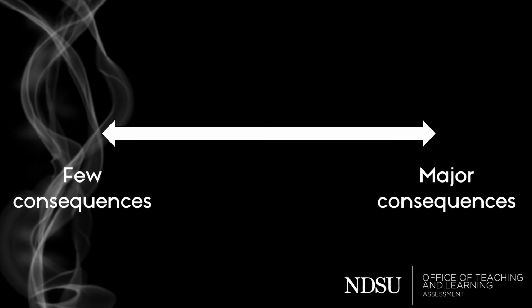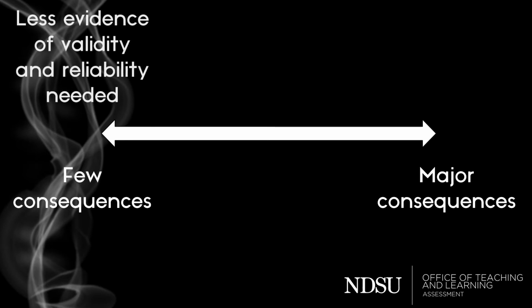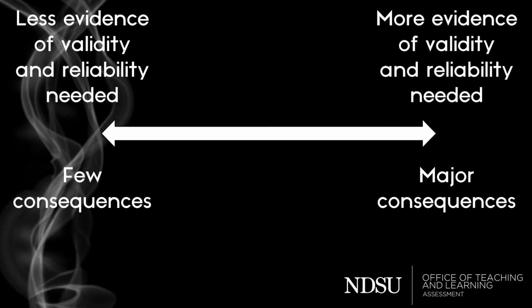That is to say, if the decision you're making with your data has few potential consequences, then less evidence of reliability and validity is needed. But if the decision has higher consequences, for the program or for the student, then more evidence of validity and reliability is needed. Most of our work falls between these 2 endpoints in assessment, so use your professional judgment.